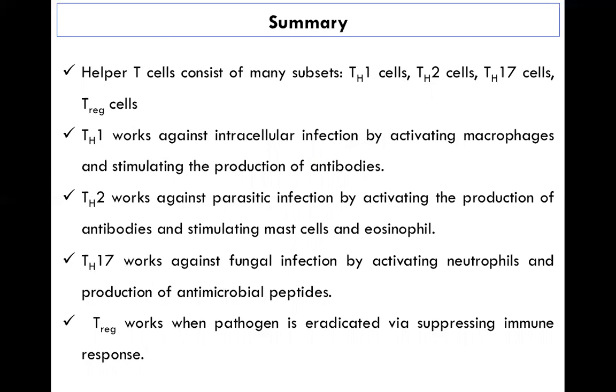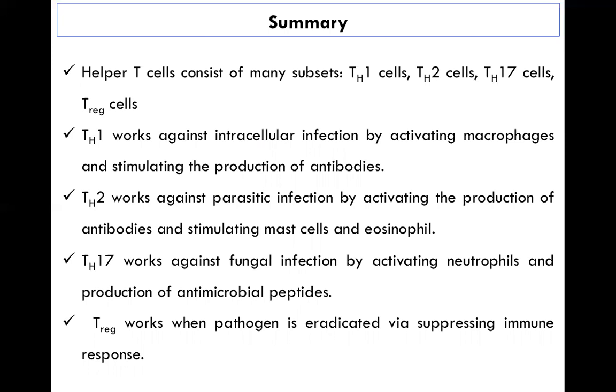What function is performed by TH2? TH2 works against parasitic infection by activating the production of antibodies and stimulating mast cells and eosinophils. TH17 works against fungal infection by activating neutrophils and the production of antimicrobial peptides. And T regulatory cells, the most important subset of T helper cells, work when the pathogen is eradicated by suppressing the immune response. It means they actually prevent autoimmunity.